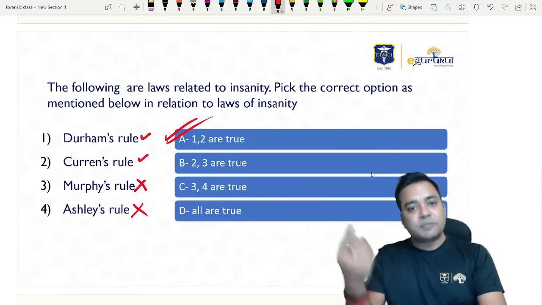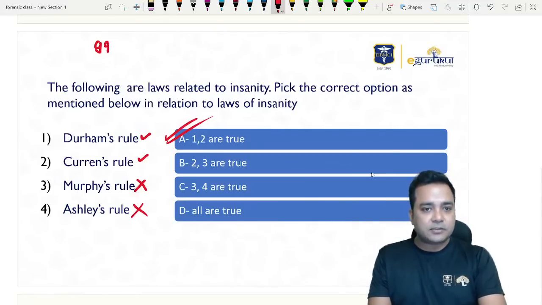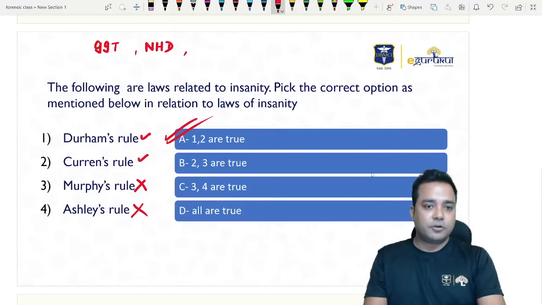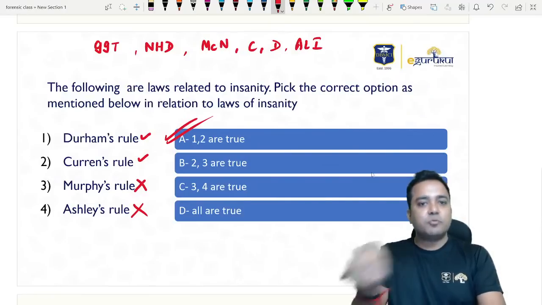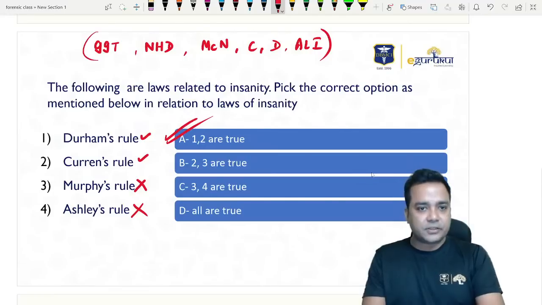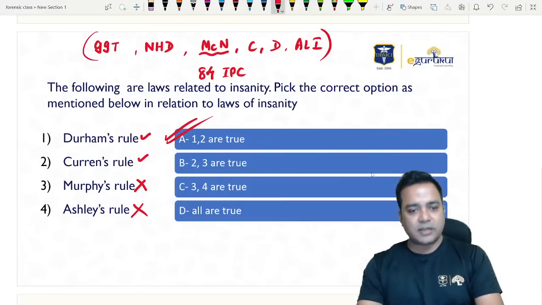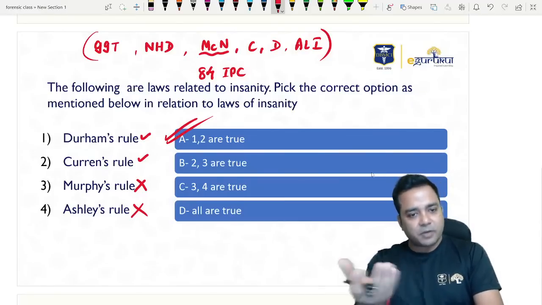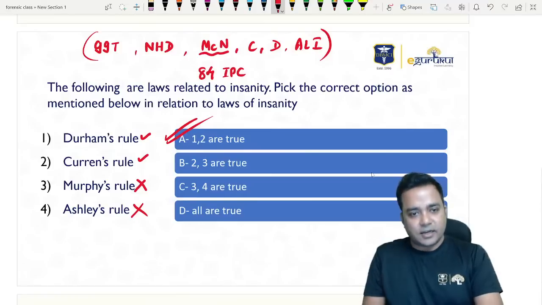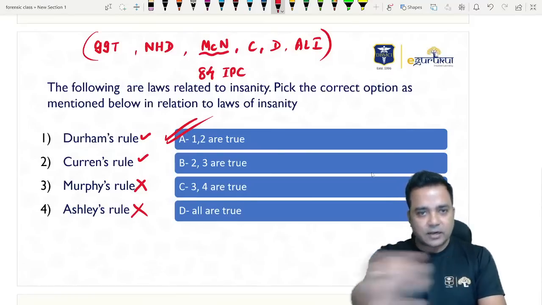What are the other named tests? At least recall the names. Irresistible impulse test, New Hampshire doctrine, then your McNaughton's rule, then your Curran's rule, Durham's rule, and American Law Institute test. These are the most important laws of insanity in different countries. In India, we follow McNaughton's rule, which has been incorporated in our Section 84 IPC. Ashby or Ashley, something like that was in the option. So nevertheless, Murphy's and Ashley's are not rules of insanity. Durham's and Curran's go as rules of insanity. And these are other rules.